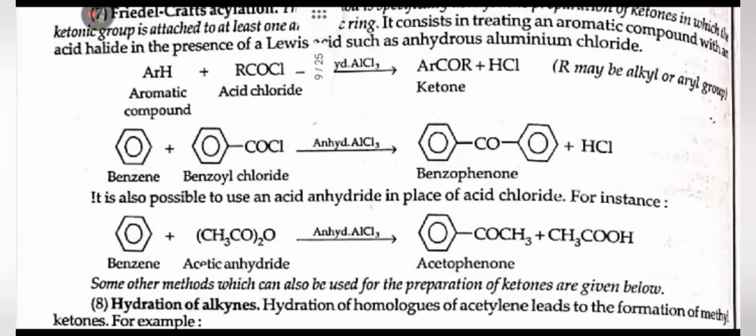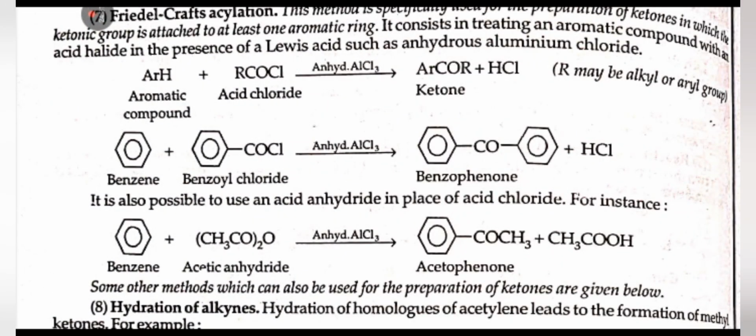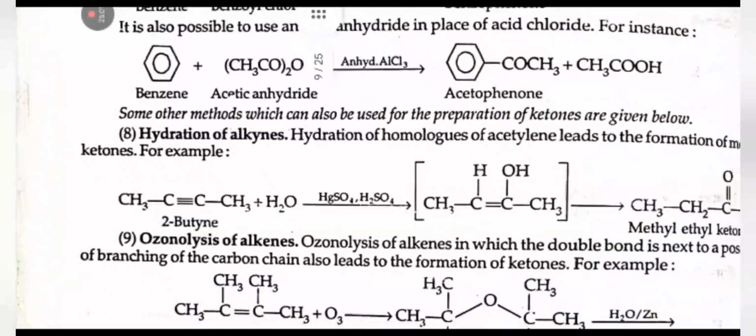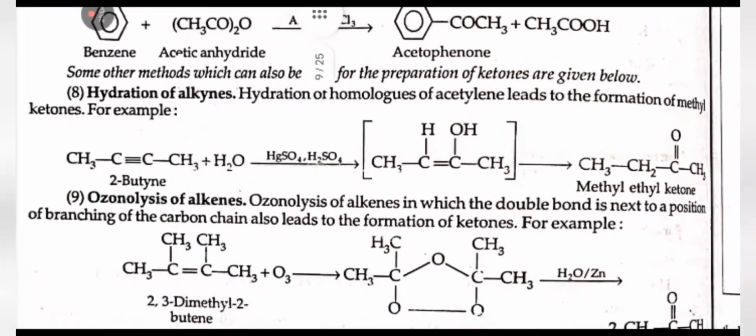It consists in treating an aromatic compound with acid halide in the presence of a Lewis acid such as anhydrous aluminum chloride. Aromatic compound plus acid chloride on reaction with anhydrous AlCl3 will give ketones plus HCl. It is also possible to use an acid anhydride in place of acid chloride. For instance, benzene plus acetic anhydride on reaction with anhydrous AlCl3 will give acetophenone. Some other methods which can also be used for the preparation of ketones are given below.